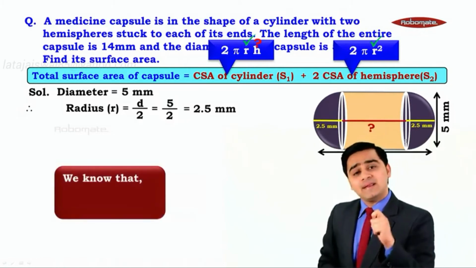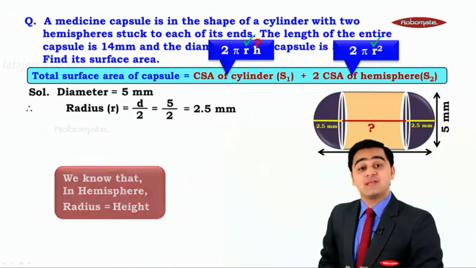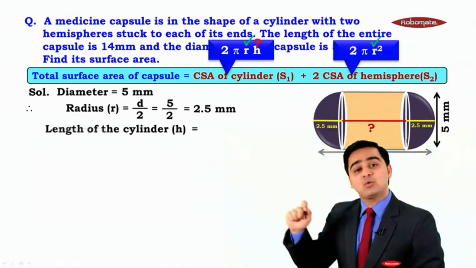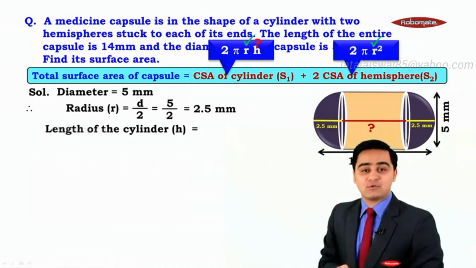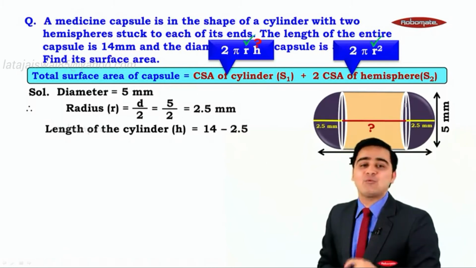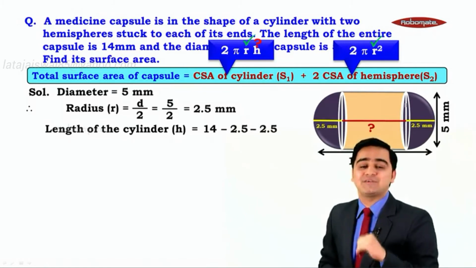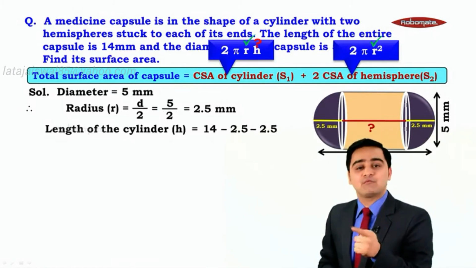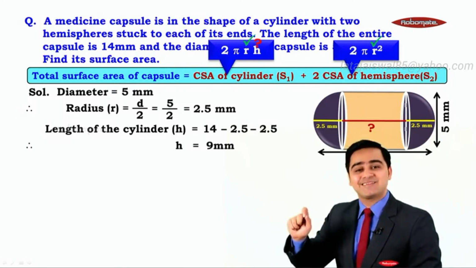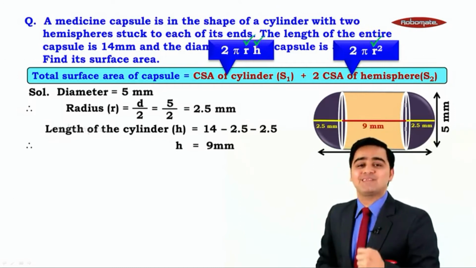Observe, we know that in a hemisphere, radius is equal to height. So we can say that the length of the cylinder, or we can say height of the cylinder, is equal to the total height of the capsule, which is 14, minus the height of the first hemisphere, which is 2.5, minus the height of the second hemisphere, which is again 2.5. Now 14 minus 2.5 minus 2.5 is equal to 9. So we can say therefore the height of the cylinder is equal to 9 mm. So now we have the height of the cylinder as well.